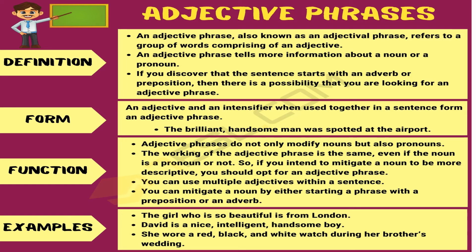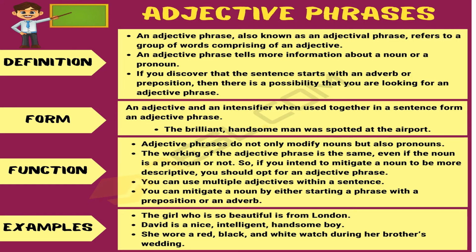Second sentence. David is a nice, intelligent, handsome boy. So here, except David, the whole sentence is adjective phrase. If we say underline the adjective phrase in this sentence, the adjective phrase would be is a nice, intelligent, handsome boy. Now, who is this? We are talking about the noun David.